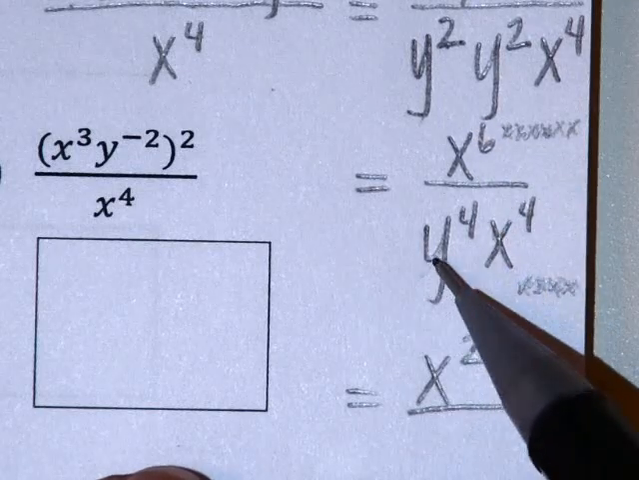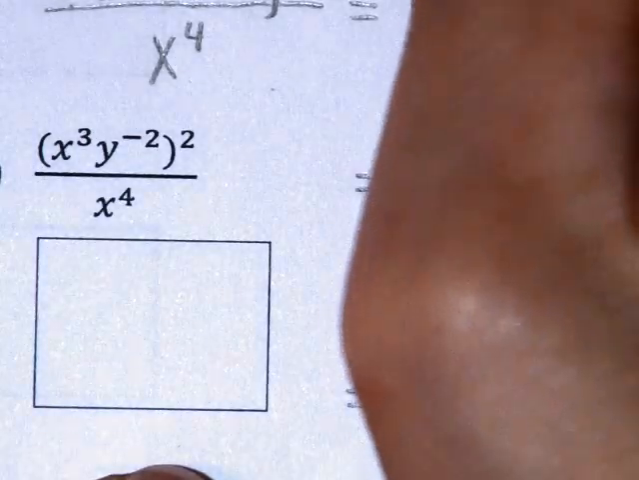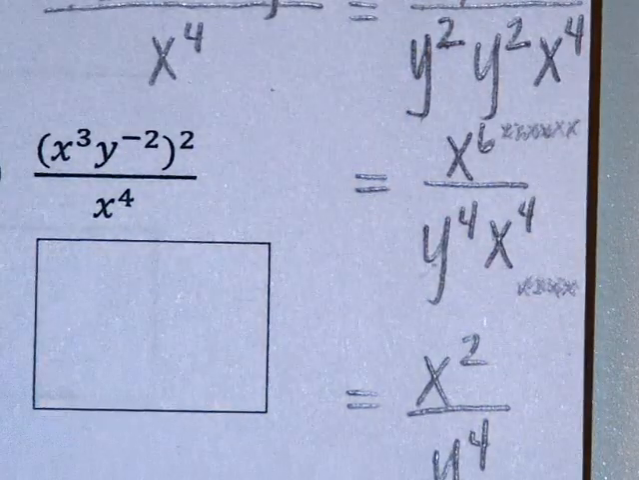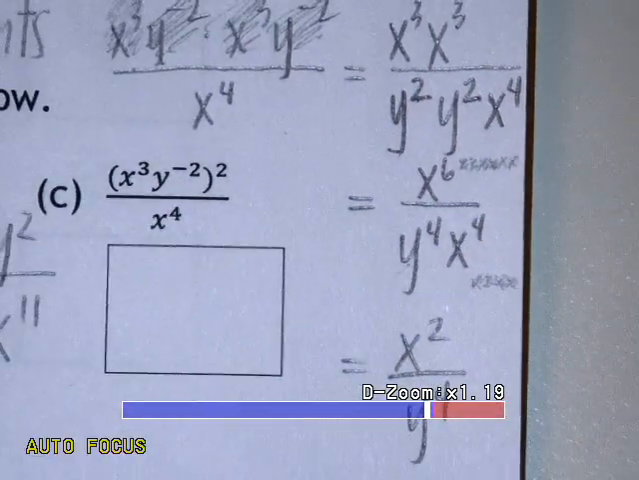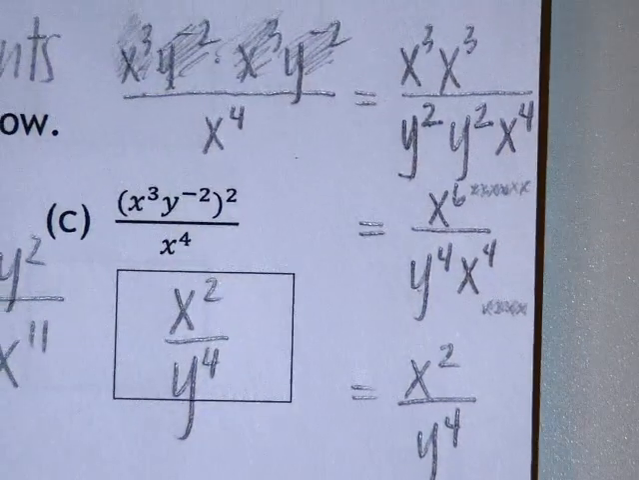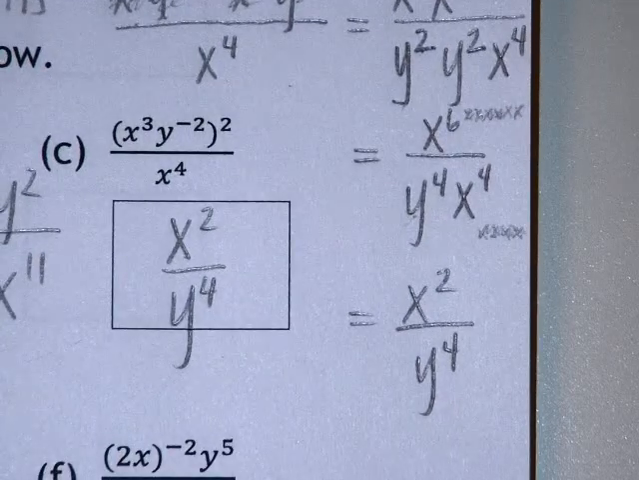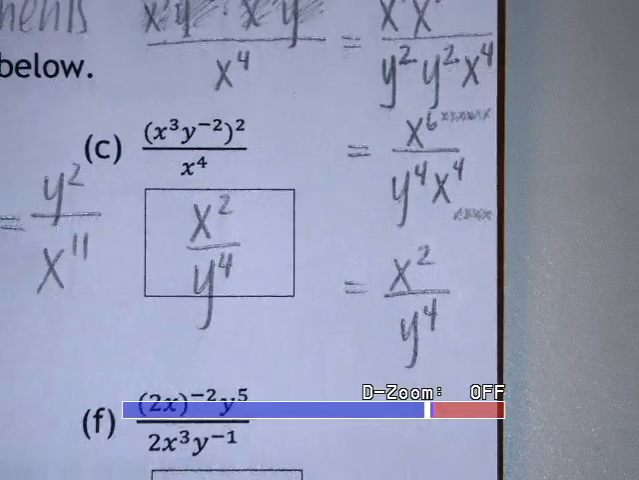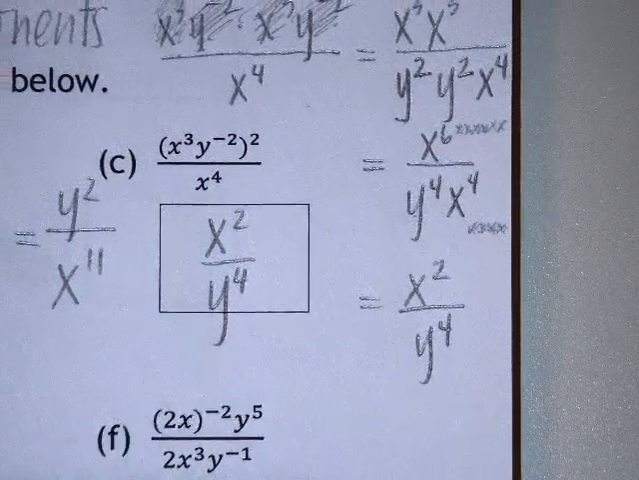And that same y to the fourth didn't do anything because it didn't have any like terms, so I would leave that on the bottom and just call it y to the fourth. So I know my cleaned up answer is x squared over y to the fourth. Perfectly fine.